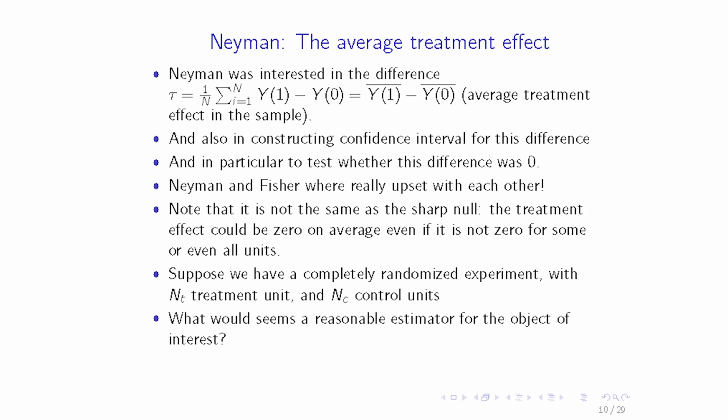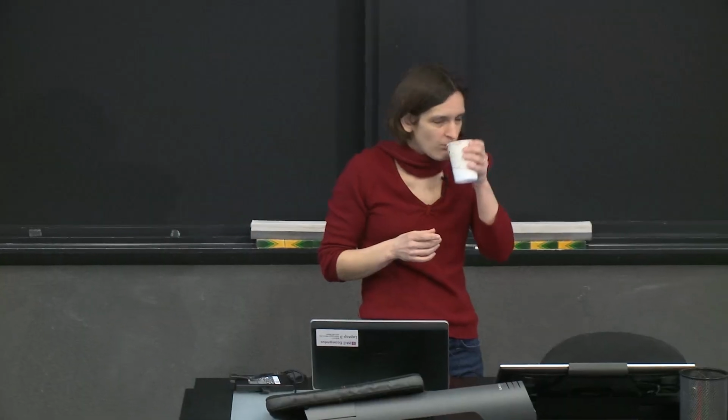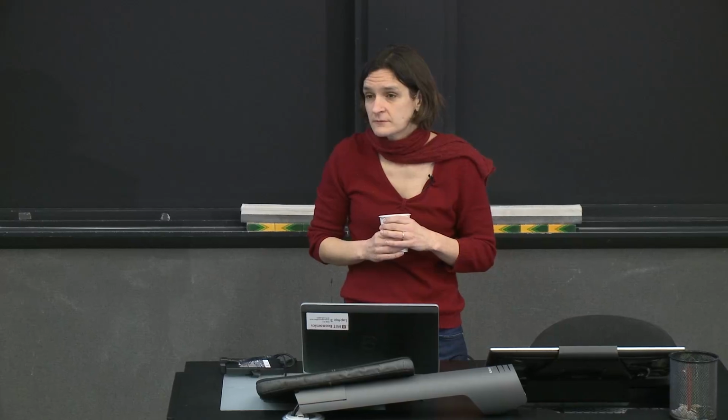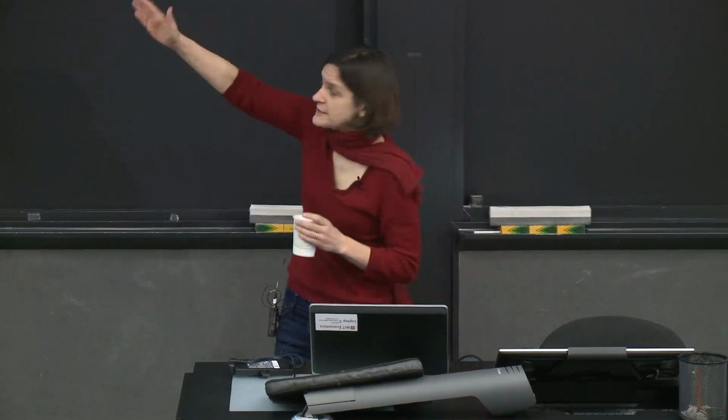So suppose that we have a completely randomized experiment with NT treatment units and NC control units. What would seem to be a reasonable estimator for this object of interest, for the average treatment effect? What seems to make sense, given what we saw last time, or just from first principles? Yeah, exactly. The difference in sample means for the observed values.